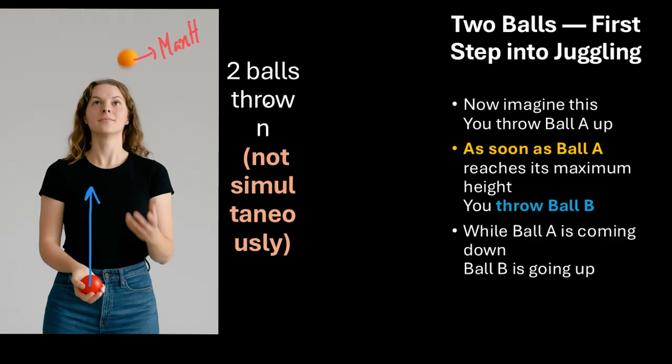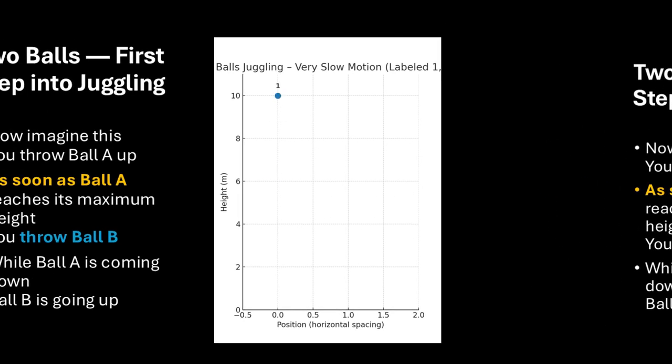Okay. So while ball B is going up, what's happening to ball A? It is coming down. And if someone observes this, what they see is 2 balls simultaneously in the air.